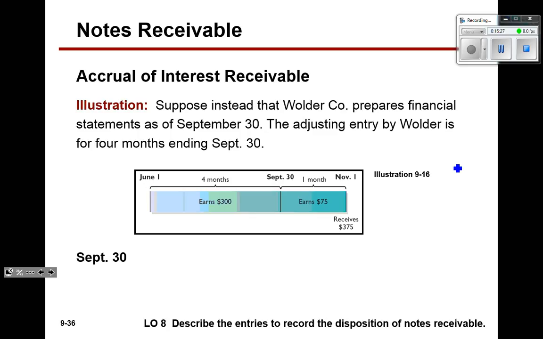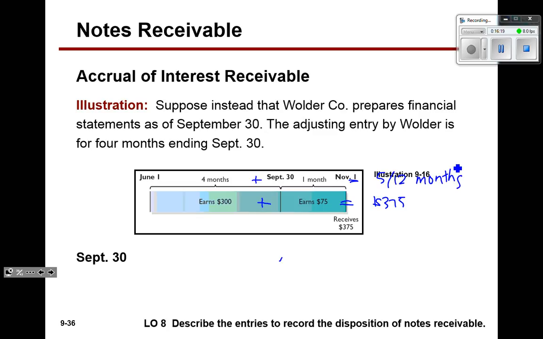Suppose instead that Walder prepares financial statements on September 30th. Okay. So that means all of October on this 5-month note is the next fiscal period. Okay, is this little illustration in your notes? Perfect. I want you to take 300 plus 75 equals, of course, our 375. You know where that 375 came from, right? The $10,000 note at, I don't remember the interest rate, at 5 months. So this is 4 months plus 1 month equals our 5 out of 12 months.